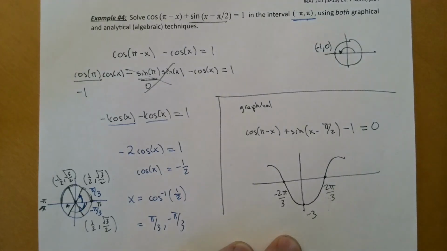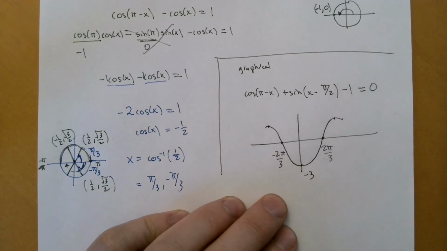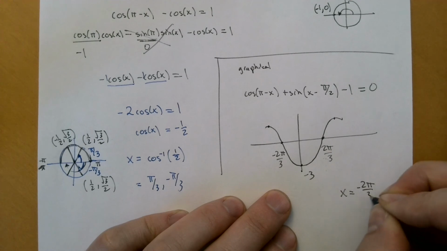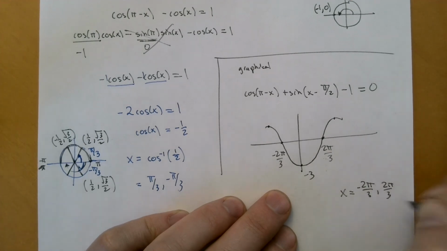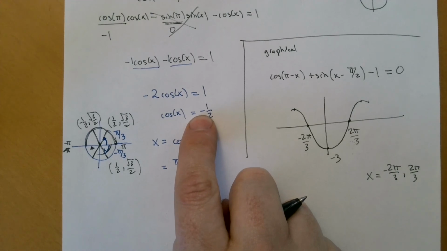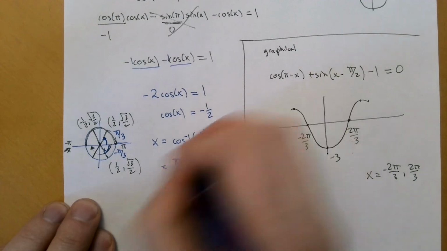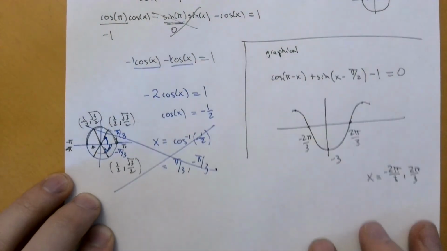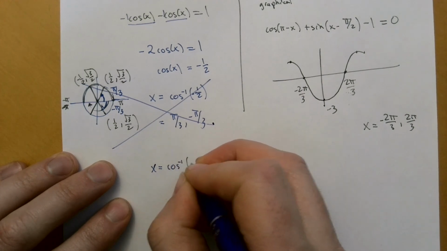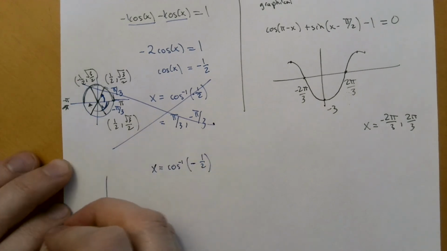This is what I graphed. I guess I should have put these maximums in here, but whatever. Got my minimum. So my solutions are x equals negative 2 pi thirds and 2 pi thirds. So going back to my solution, here's my mistake. I wrote negative 1/2 here, and I didn't write it there. What a shame. So I'm going to cross all of this out, and I'm going to redo this solution. X equals cosine inverse of negative, thank you for not screwing up this time, negative 1/2.